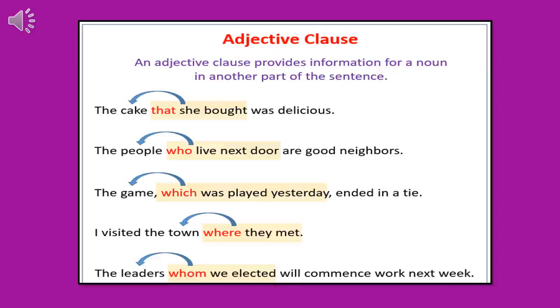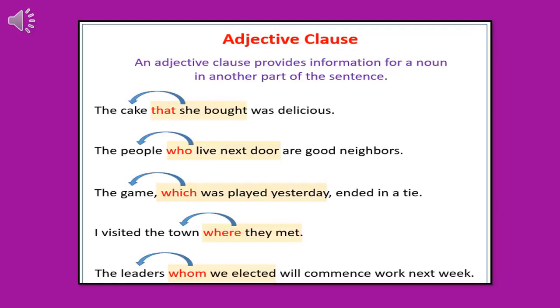Look at the examples which I have inserted in the slide: the cake that she bought was delicious. So we are getting some extra information about the cake. The cake was delicious on its own is a good enough sentence. But when we are getting some information, that becomes an adjective clause.